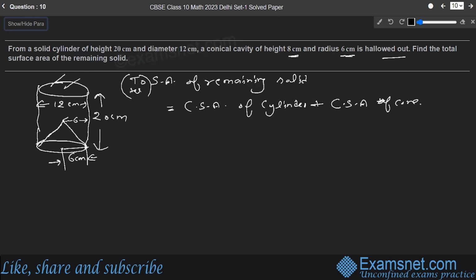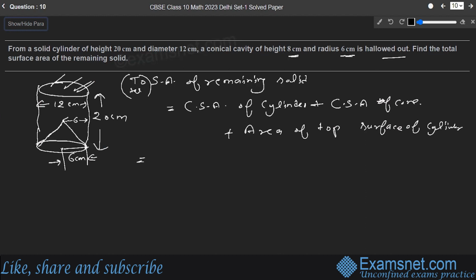Curved surface area of cone, and also the area of the top face of the cylinder, because that is also there. See, this particular area is also there, so we need to add the area of the top surface of the cylinder as well. So these are the three areas together. When added together, they will give you the total surface area of the remaining solid.